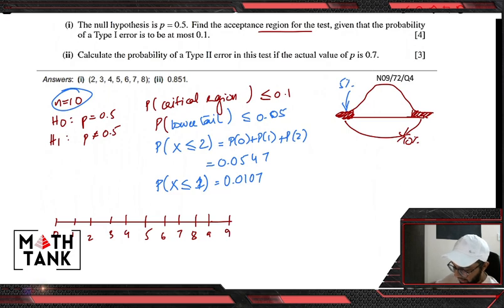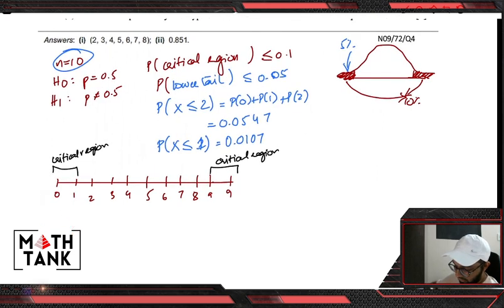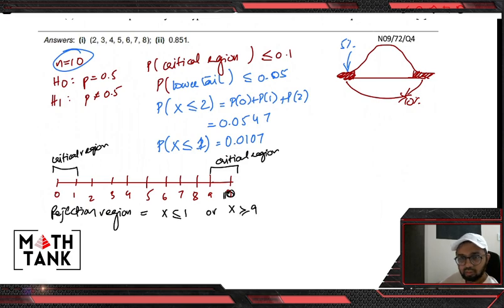If I've left out these two numbers as part of the critical region, I should have a similar boundary on the right hand side. So there's going to be this region. This is also the critical region. So the rejection region is therefore x is less than or equals to 1, or x is greater than or equals to 9.